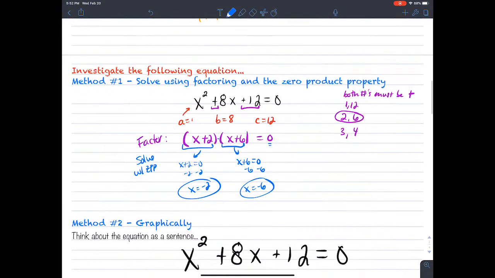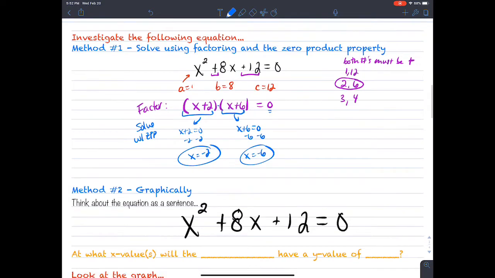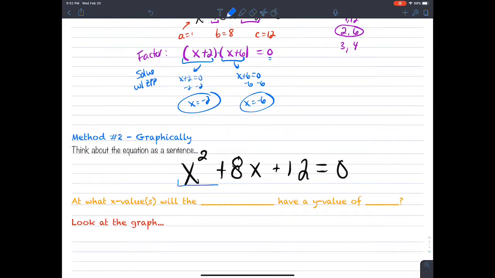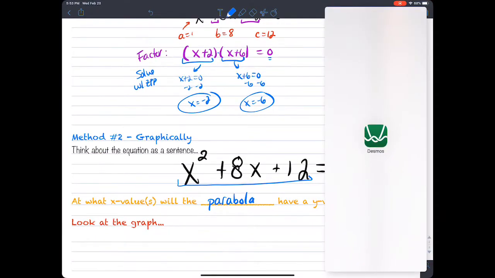So we can see that this equation has two solutions. What they want us to then do down here is compare this to how we'd solve it graphically. So we want to think about the same equation on a graph. We know that any quadratic polynomial is going to be a parabola. So I want to know at what x values this parabola would have the y value of 0. So we're going to go look at the graph, and you don't have to know how to make this already. You can just copy my version down.